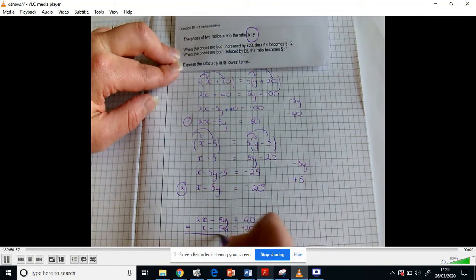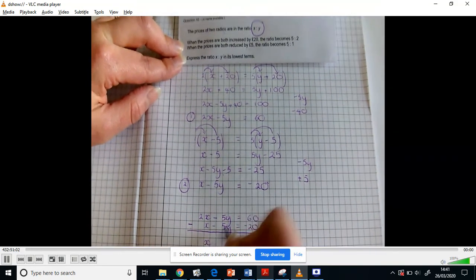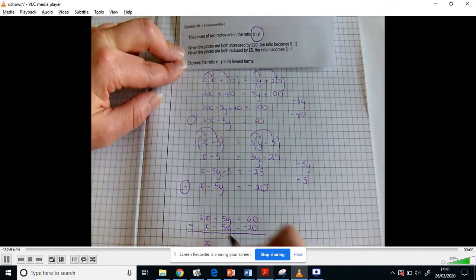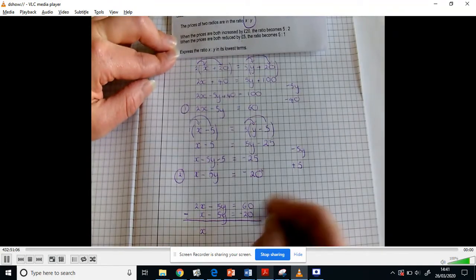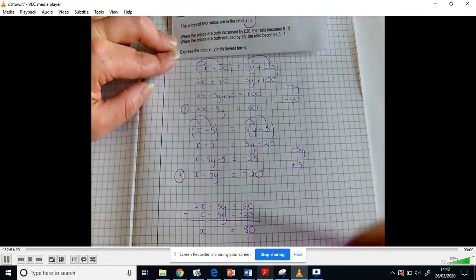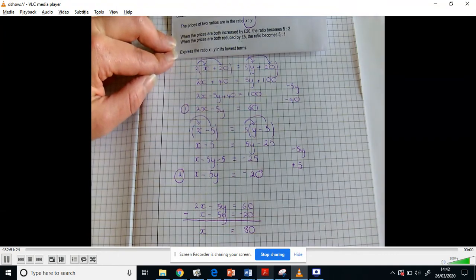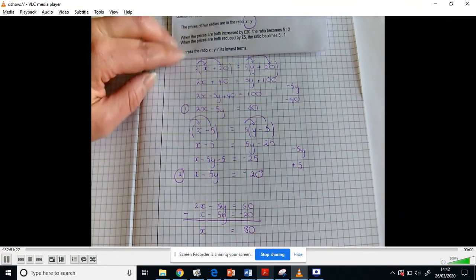Okay, so let's now work this out. So 2x subtract x gives me x. The y terms are cancelled out. 60 subtract negative 20, so it'll be 60 add 20. That gives me 80. I now have my value for x. I can substitute that back in as normal to find out y. I'll have my ratio and I can then simplify it. Hopefully that helps and you can complete the rest.